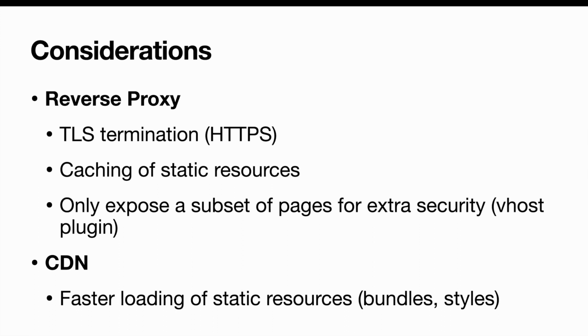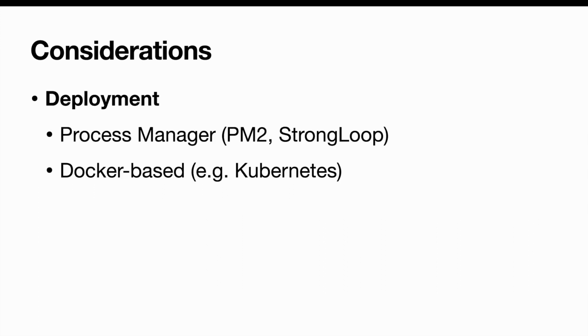To improve the performance even more, you could also consider using a CDN. Mashroom supports all CDNs that work like a transparent proxy, which forwards all requests to the actual server if a resource cannot be found. And now the possible deployment scenarios.